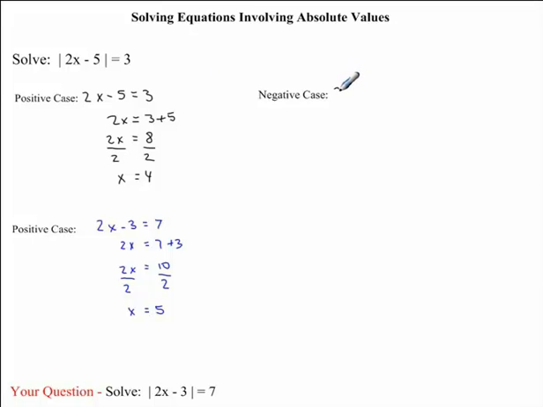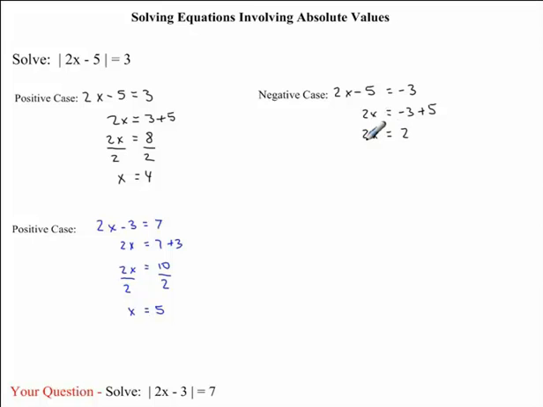In the negative case, we have 2x minus 5 equaling a negative number, and this number is 3. So it's going to have to equal negative 3. Now again, we're simply just going to isolate for our x variable. We'll bring the 5 to the other side, so we will get 2x is equal to negative 3 plus 5, since bringing this to the other side will change its sign. Then we have 2x is equal to negative 3 plus 5 is positive 2.